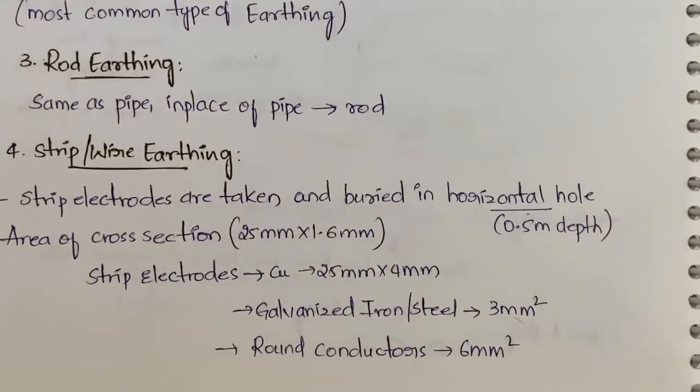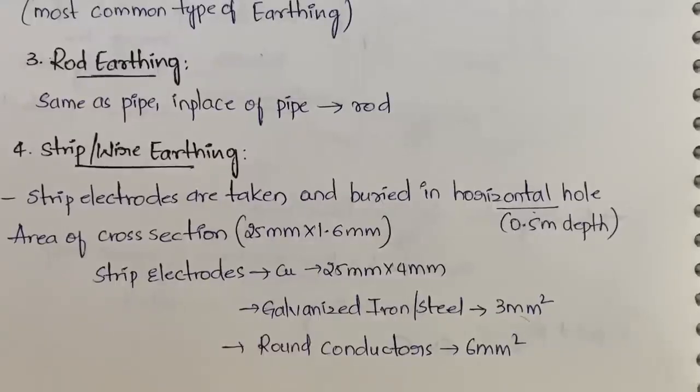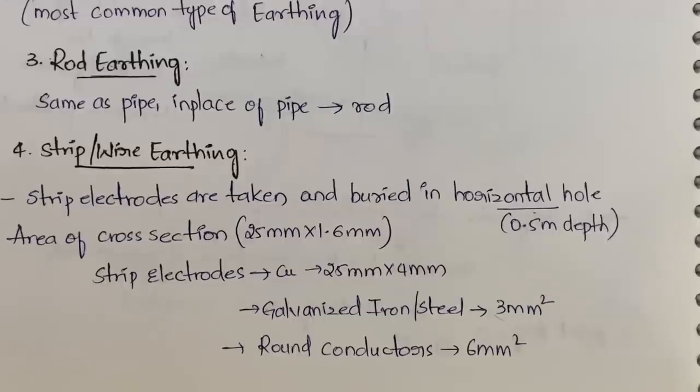Next comes the strip or wire earthing. In this strip or wire earthing, you will be using strip electrodes, and those are buried in a horizontal hole. For the above 3 types, we have taken a vertical hole of 3 meters depth, but this horizontal hole is having only 0.5 meters depth. Got it? It is not so deep, only 0.5 meters depth. The remaining we have taken 3 meters of depth.